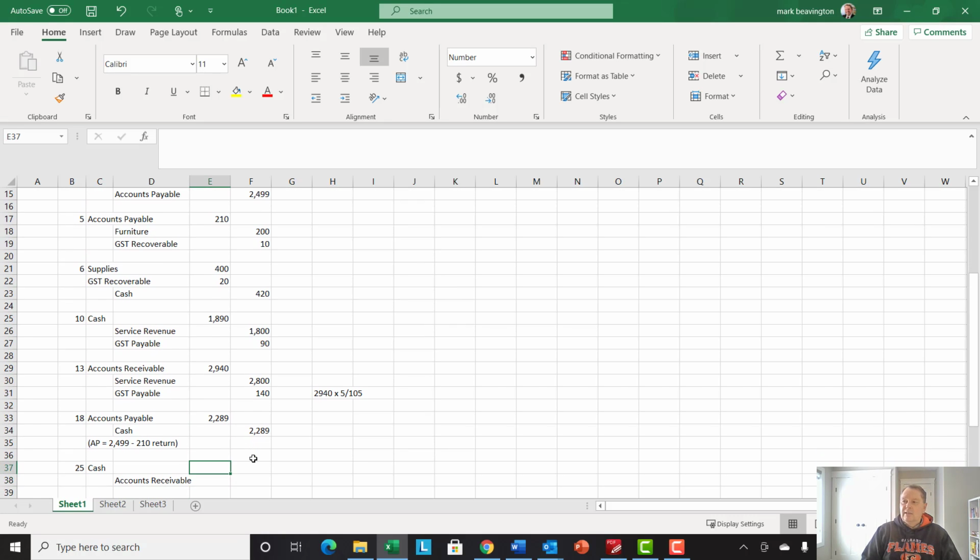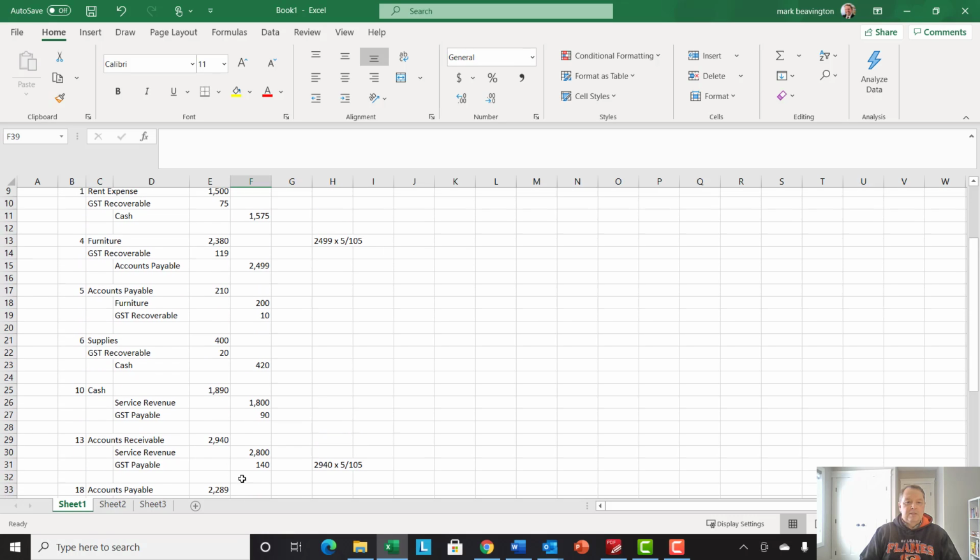The last entry is collected full payment from Joe's Consulting for the January 13th invoice. Here's the January 13th invoice. We charged him $29.40 all in and he paid us. So $29.14 a debit to cash and a credit to accounts receivable. And that entry will get rid of the accounts receivable by posting it that way. So that's great.